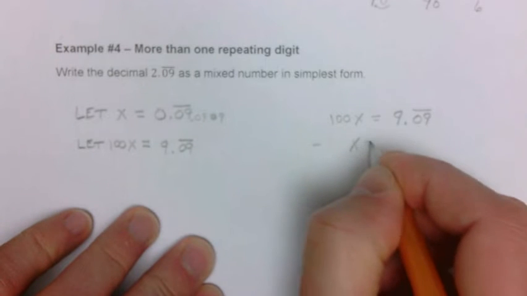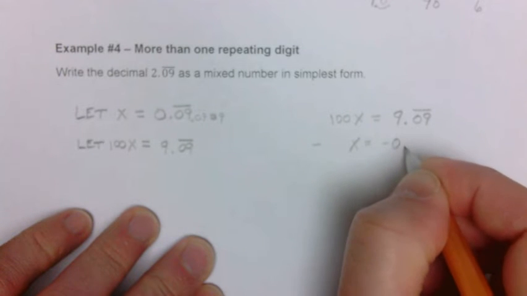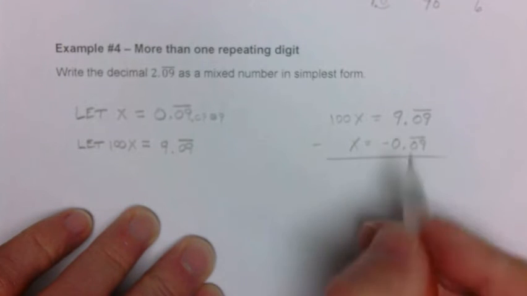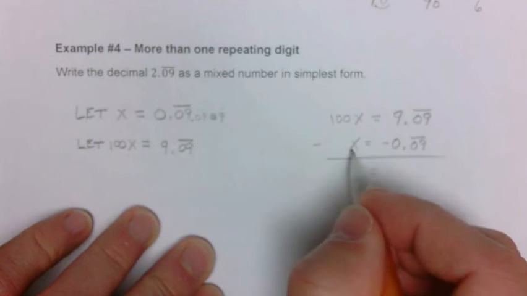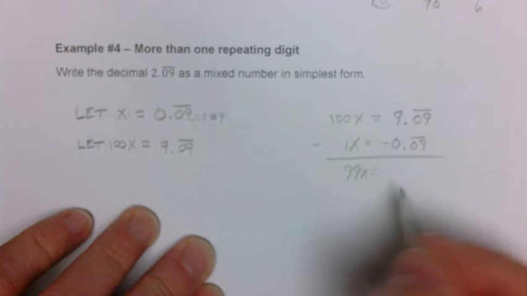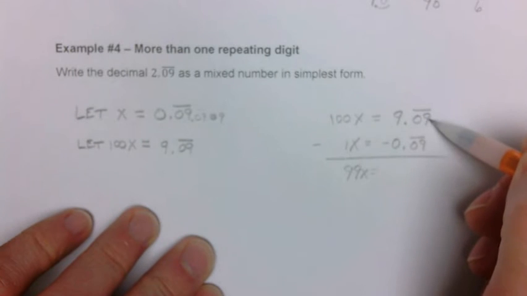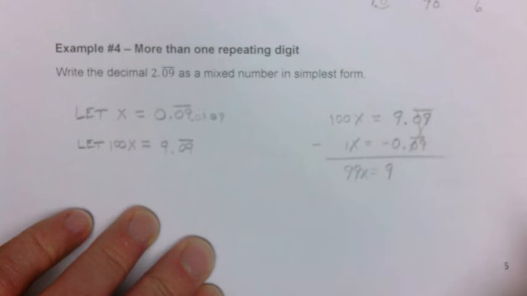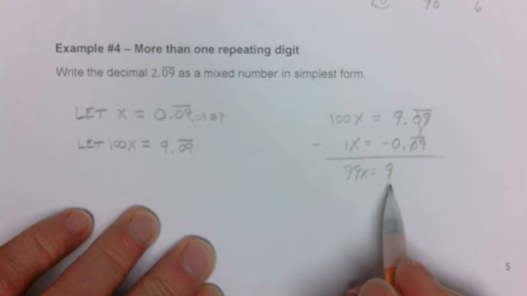Subtract x from that, which is the same as subtracting 0.9 repeated. And now 100x minus 1x is 99x. And on the right-hand side, 0.9 repeated minus 0.9 repeated makes 0. 9 minus 0 is 9. So 99x is equal to 9.